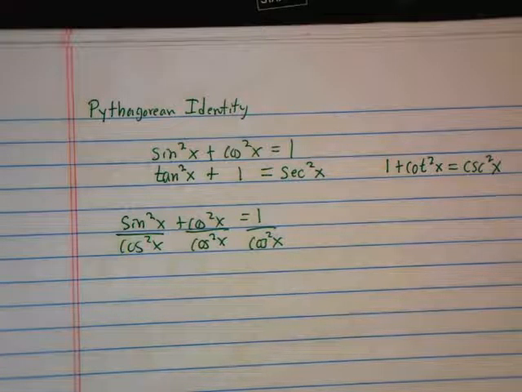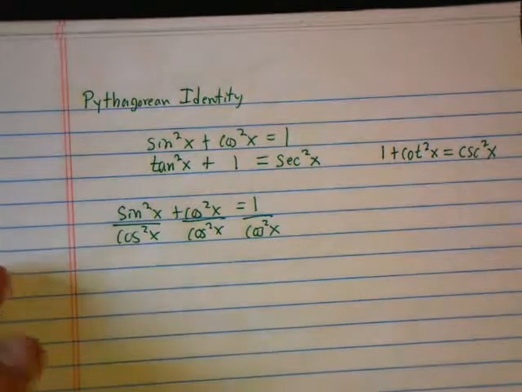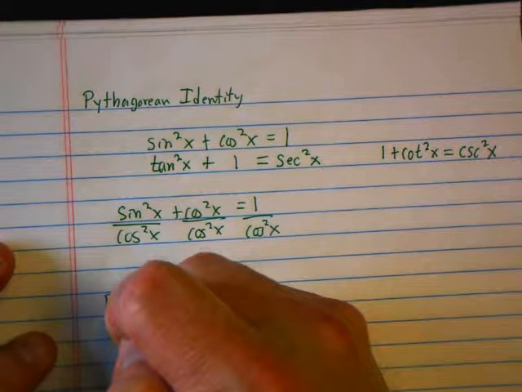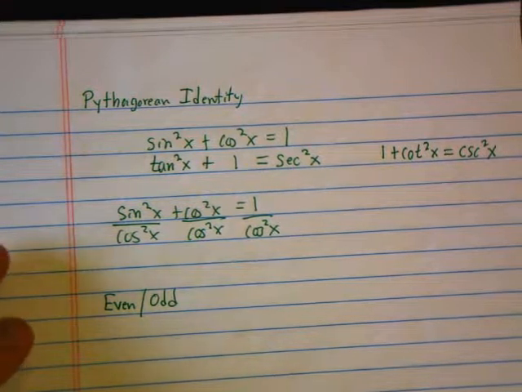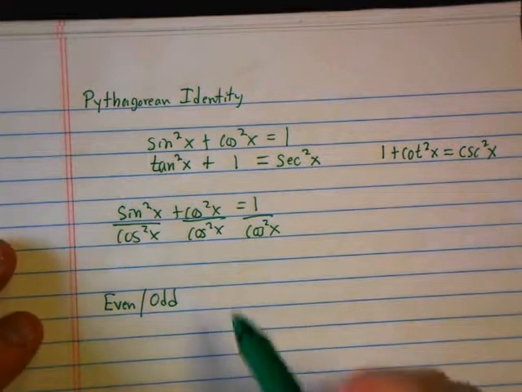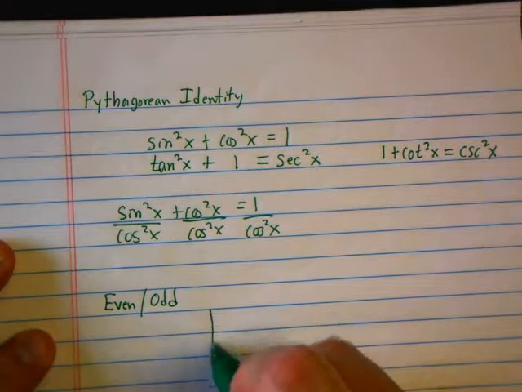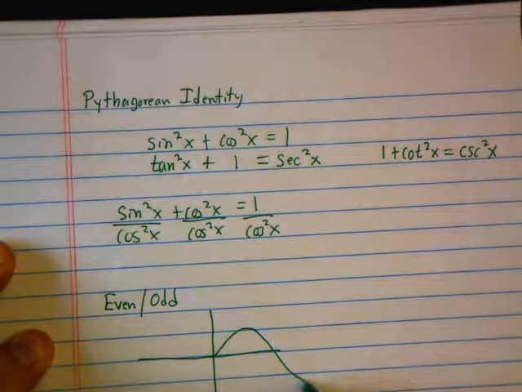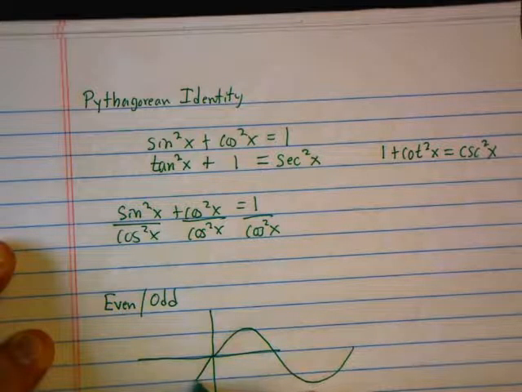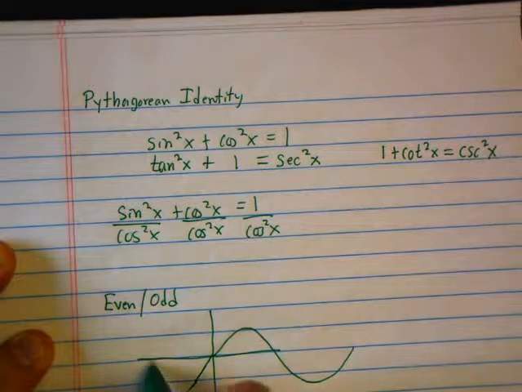All right, there are two more identities that we should know, two more groups: even and odd. Remember what the graph of sine looks like? The graph of sine looks like this, like so, on the other side too.